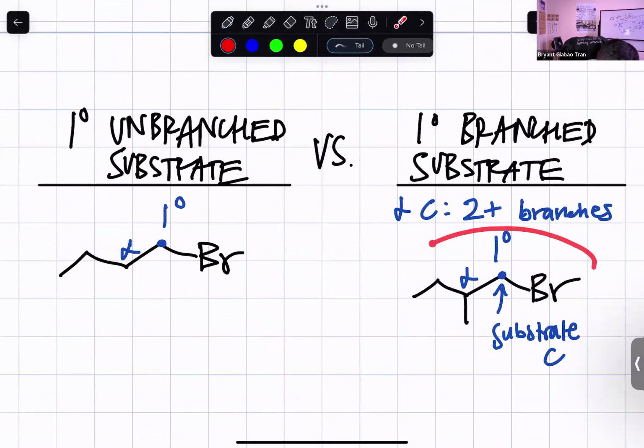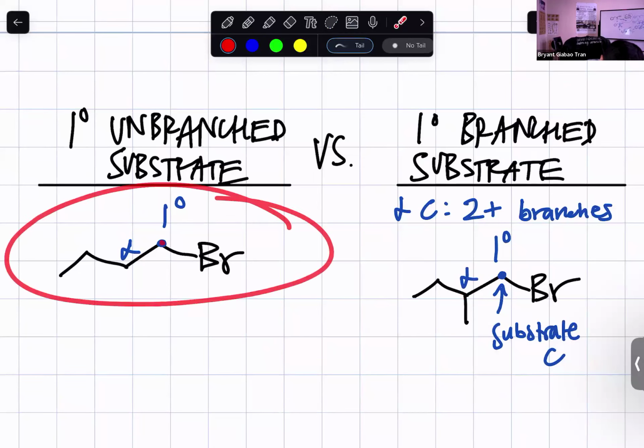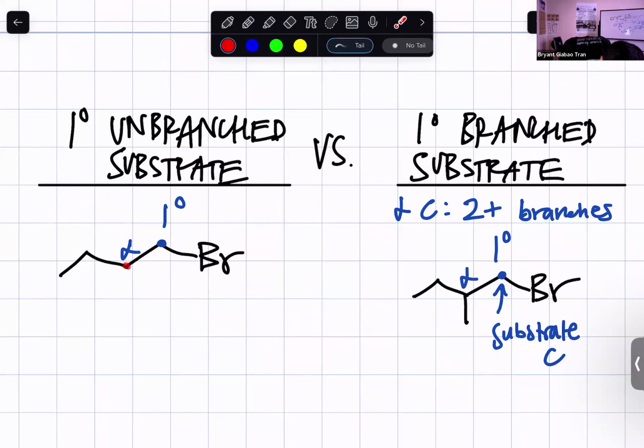This is considered a branched primary substrate because this primary carbon here has a branch at the alpha carbon, right? Whereas this substrate here is considered unbranched because the alpha carbon has only one branch attached to it, right?